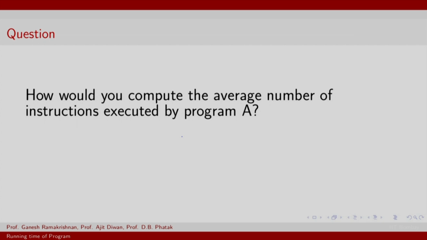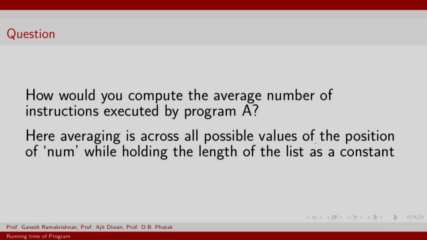So how will you compute the average number of instructions executed by program A? And when we talk of average, we mean what? We mean average across all possible values of the position of num or the element E, while holding the length of the list as a constant. So this is the kind of average we get interested in. And why is this so? Well, we already seen that looking at the time as a function of num is not really meaningful. However, looking at the time as a function of length is meaningful.